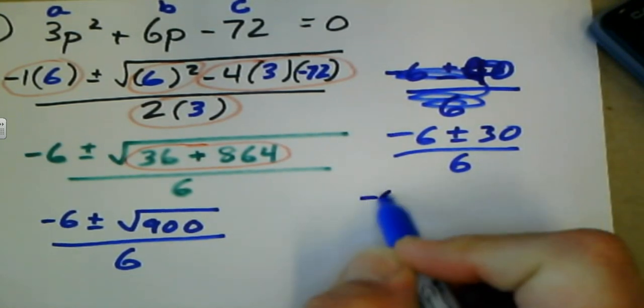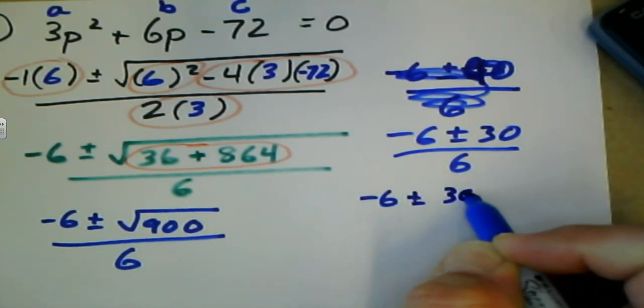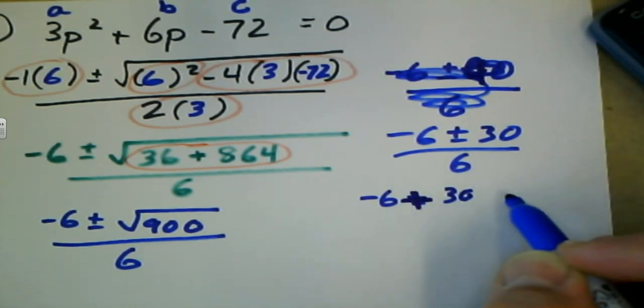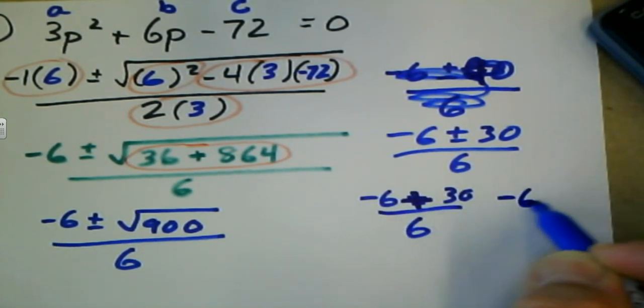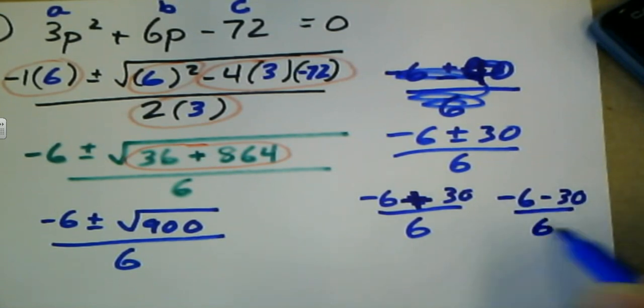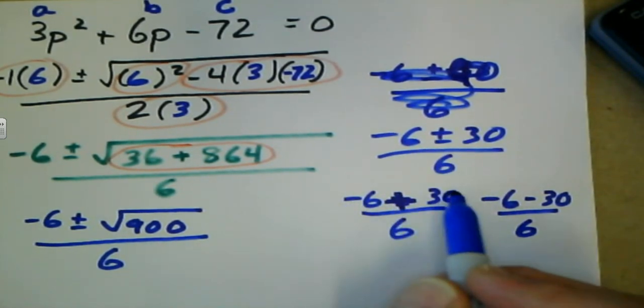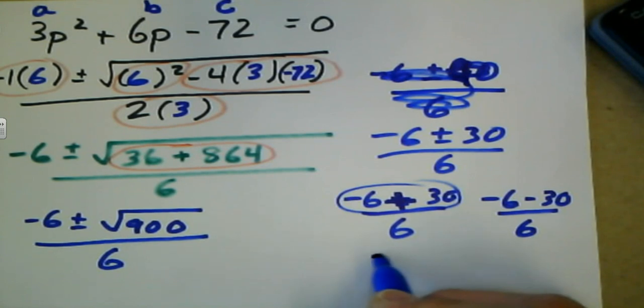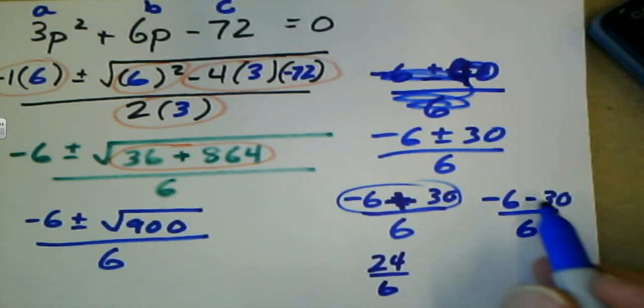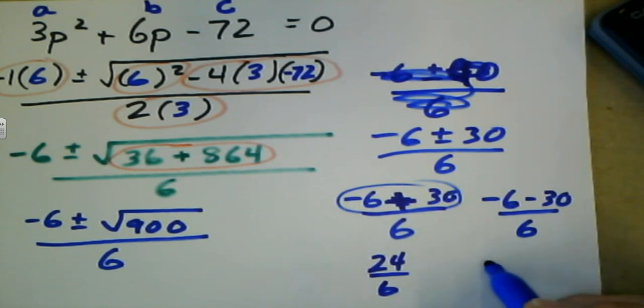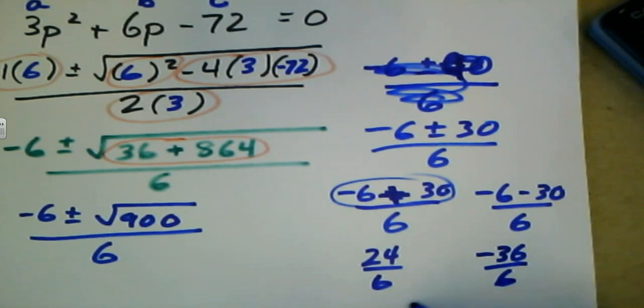All right, to split it apart, right? Oops. Plus. That threw me all off. I had my mind set on doing the other way. So anyway, if this didn't work out here, it would be over, but it's working out. So -6 plus 30 is what? 24 over 6. And -6 minus 30 is -36 over 6. 24 over 6 is what? 4. -36 over 6, -6.